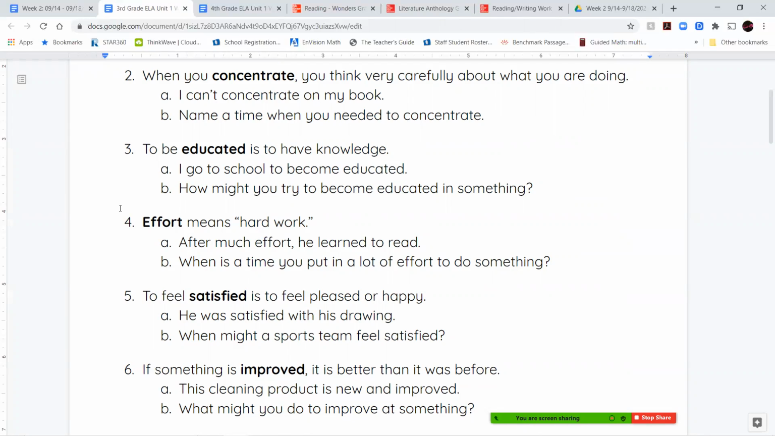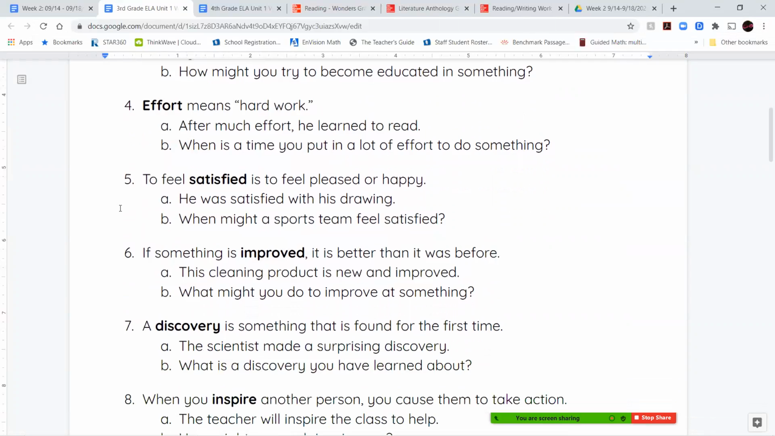Your fourth word is the word effort. So when you're putting effort into something, you're putting in a lot of hard work. You're trying really hard. You're working really hard on something. After much effort, he learned to read. So that goes back to our story of the wolf. That means he had to practice a lot, put in a lot of hard work, going to school and reading at home on his own. And all of that effort paid off because then he knew how to read.